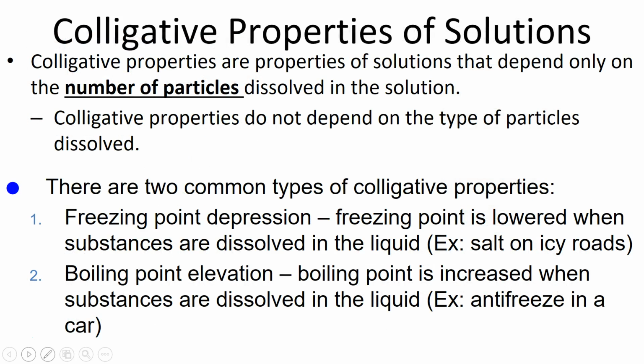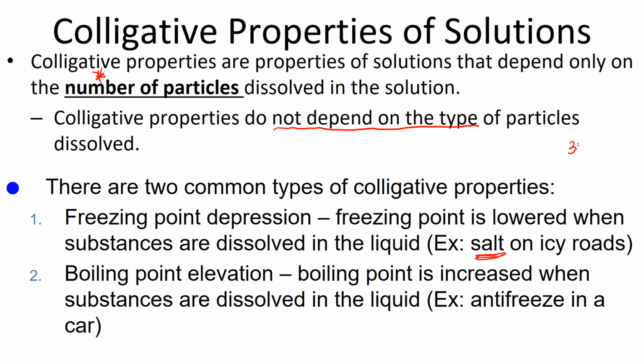Now, colligative properties. Colligative properties are properties of a solution that depend only on the number of particles. That's key: it's only on the number of particles dissolved in the solution, not on the type. There are two types of colligative properties that we see in real life. One is freezing point depression, when your freezing point is lowered when a substance is dissolved. That's why we put salt on roads so that they don't ice over.